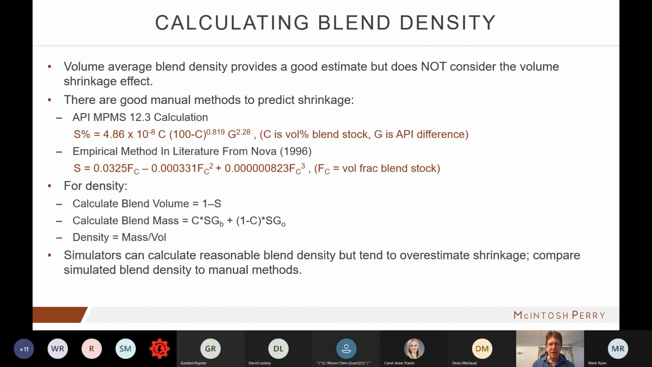If you want to calculate density of your blend, first you calculate the blend volume, and we start with a unity number like 1 cubic meter or 1 barrel. It becomes 1 minus the shrinkage number, and then we can calculate the blend mass, which is going to be our volume fraction of the blend stock times the specific gravity of the blend stock, plus 1 minus that number times the specific gravity of the oil. Once you have the mass, of course, density is simple, it's mass per unit volume. So you could calculate your blend density that way.